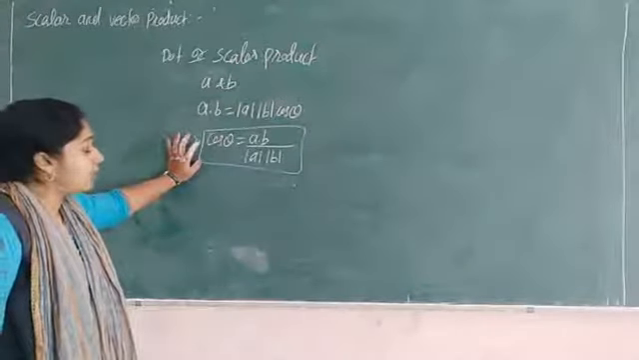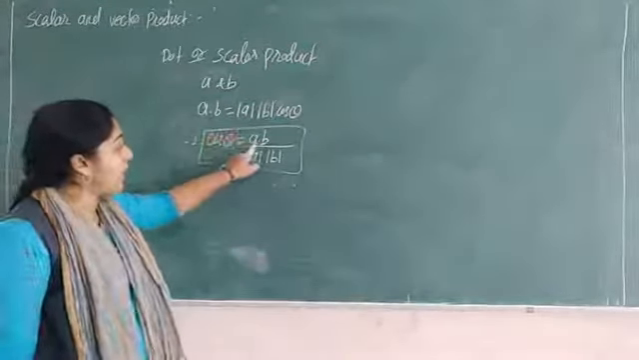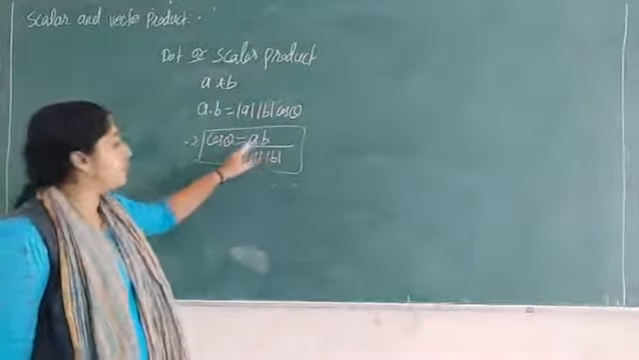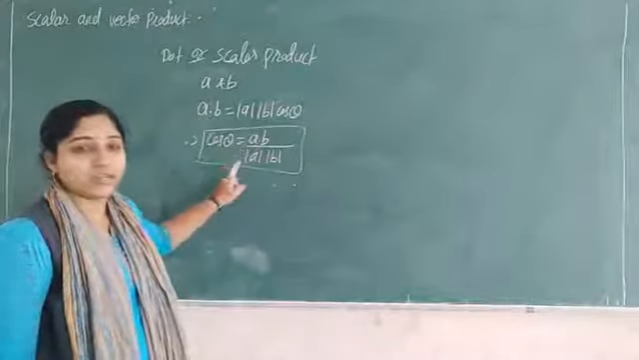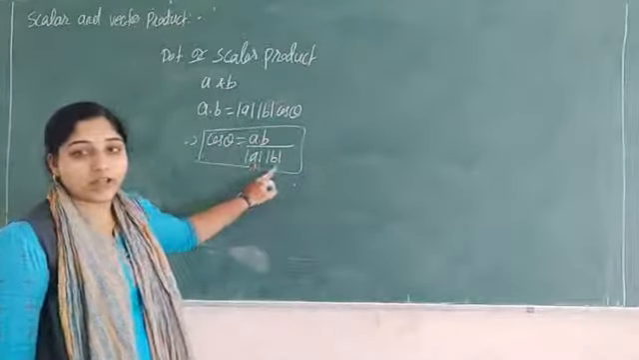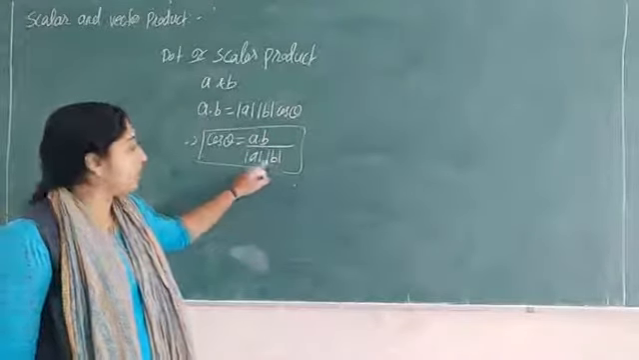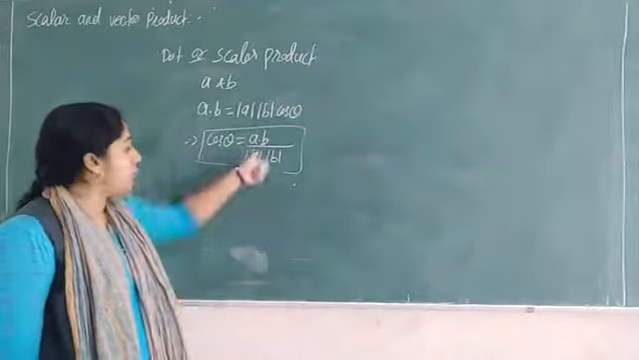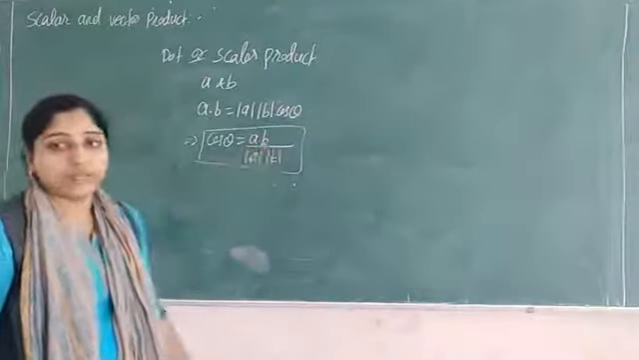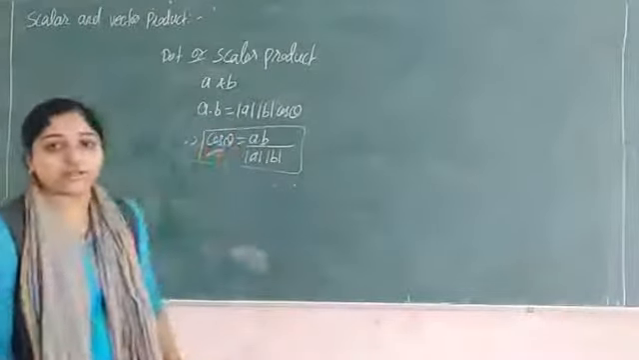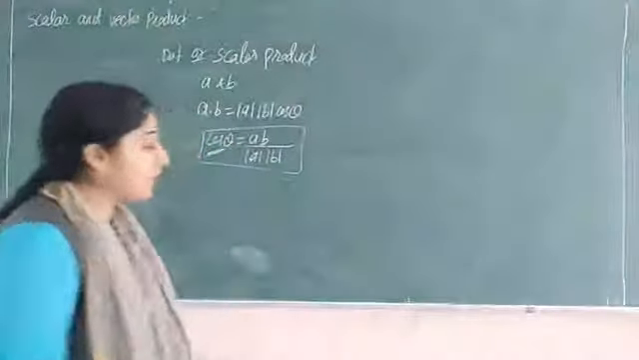Next, how to find this value a dot b? We will see that in the next class. Already we know how to find modulus of a and modulus of b, using the square root of a square plus b square plus c square. Now we will see how to find a dot b. If you know how to find a dot b, then we can find the value of cos theta. So we will see that in the next class.